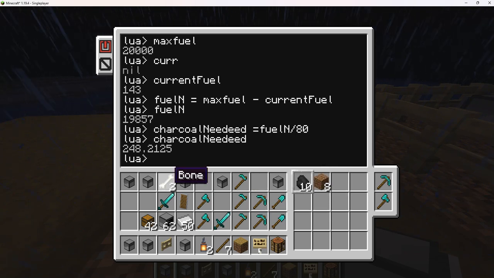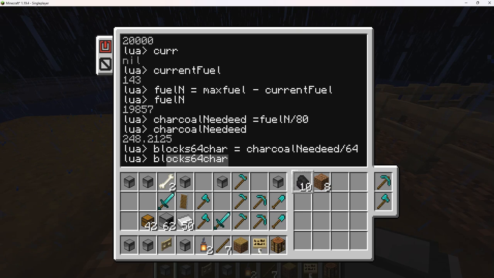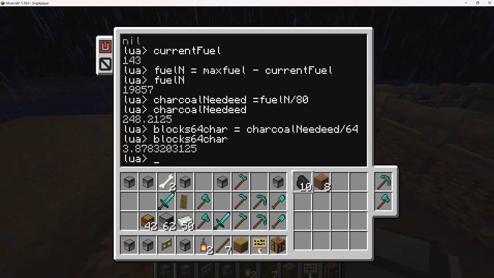All right. Now, one thing we can do further is, hey, how many blocks of 64 charcoals would we need to burn here? Each block here can hold up to 64. So we would just do charcoalNeeded divided by 64, or we can create another variable, blocksOf64Charcoal equals charcoalNeeded divided by 64, and then blocks. We would need about 4 blocks of 64 charcoal to burn in fuel and reach our max limit for our robot. All right, so hopefully that helps you understand how important math and variables are, and that they allow us to keep track of and answer questions that we have.